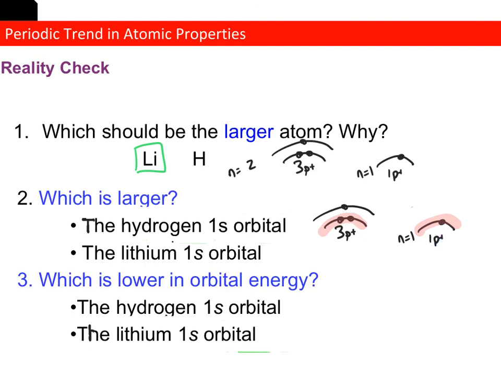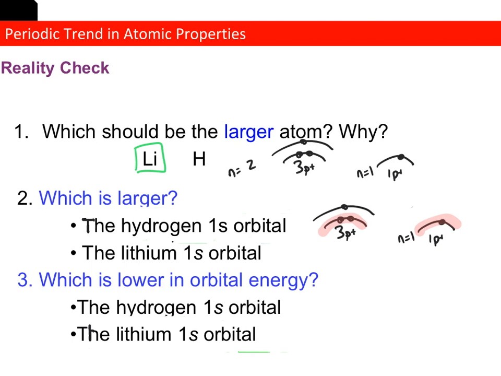If you said the one on the left, where 3 protons are pulling on 2 electrons, would pull it in tighter, you would be correct, because there is a stronger effective nuclear charge. You have more protons pulling on more electrons in the lithium, and as a result, hydrogen, although it has fewer electrons and fewer protons, would actually have a larger 1s orbital. So all 1s orbitals are not the same size. They are affected by the nuclear charge. All orbitals are not equal. A 2p of one element is not the same size as a 2p of a different element.